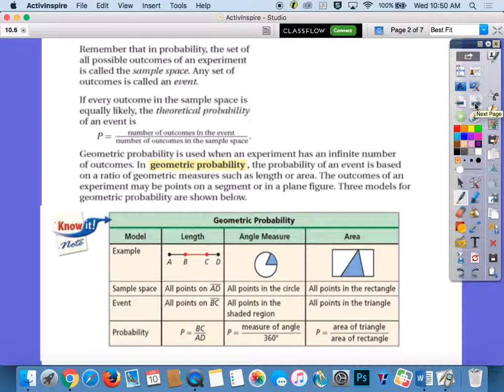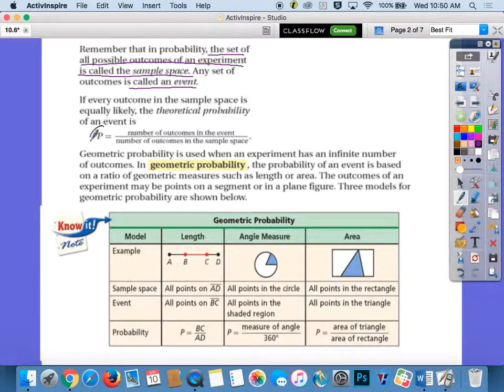So a couple of quick definitions. When you're dealing with probability, your sample space is going to be your denominator, as you can see here, and it's the set of all possible outcomes when you do an experiment. The outcome that you're trying to make happen, or the probability that you're trying to find for a certain outcome, is going to be called an event.